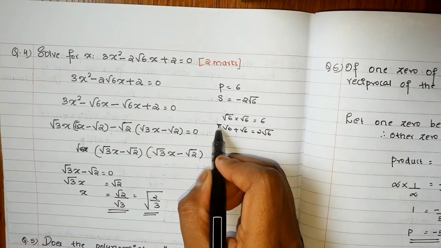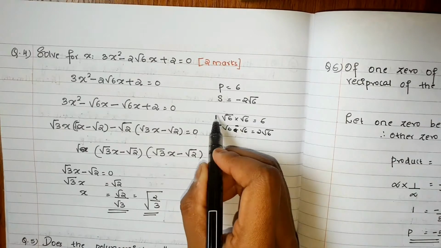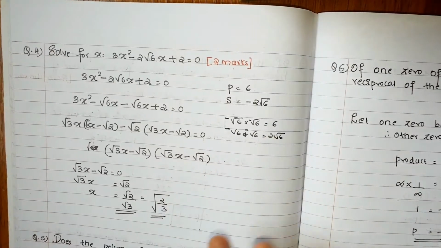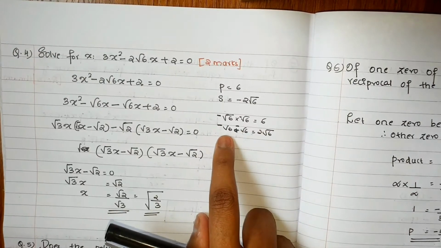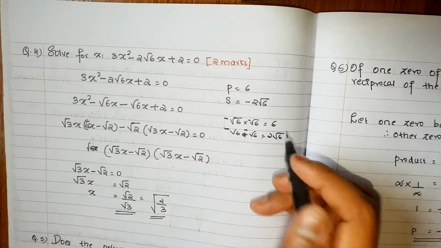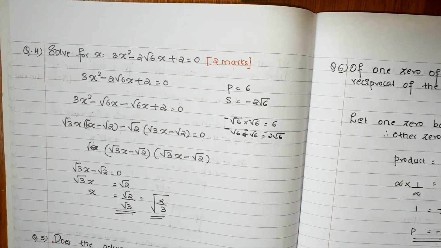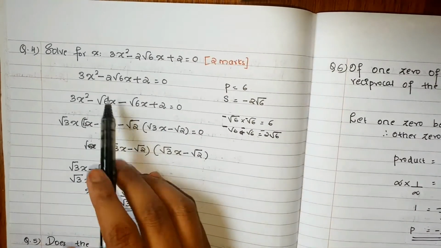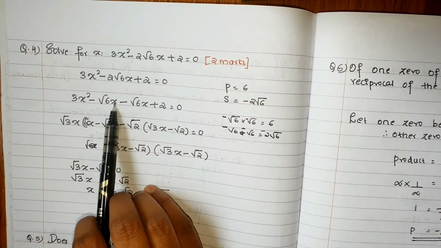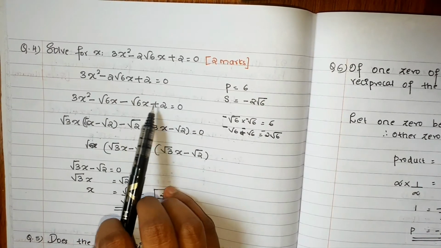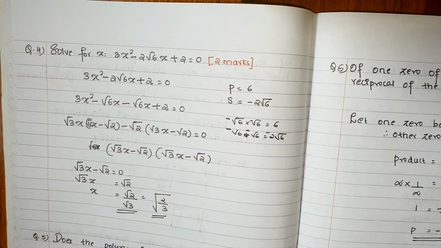So I have to change the sign. Here also minus, here also minus. So minus root 6 into minus root 6 is 6, and minus root 6 minus root 6 is minus 2 root 6. Okay, so we can split the middle term. 3x square minus root 6x minus root 6x plus 2 is equal to 0.